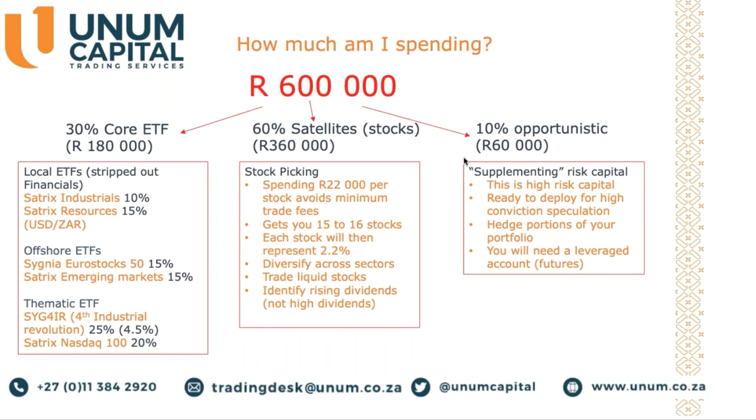So, I'm using 30% of the 600,000, not of the million. Now we're on the equity basket. Local ETFs, Satrix Industrials, I'm going 10%, purely because there's too much Naspers in that. Resources, I'm going a little bit higher because, again, they've had a fantastic run. They sell their stuff in dollars, whatever they pull out of the ground.